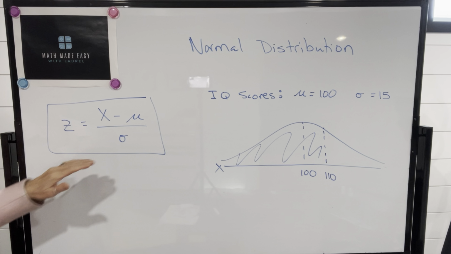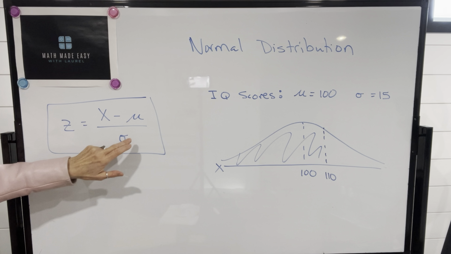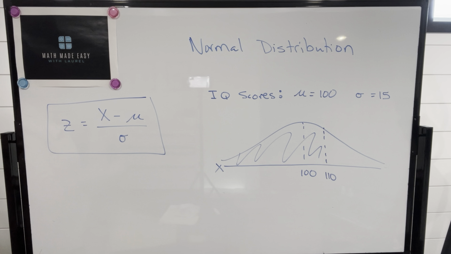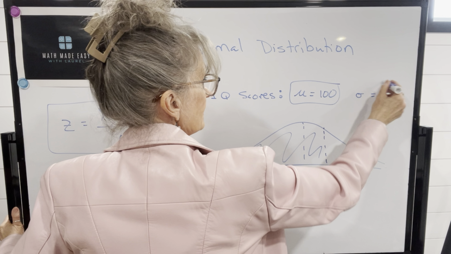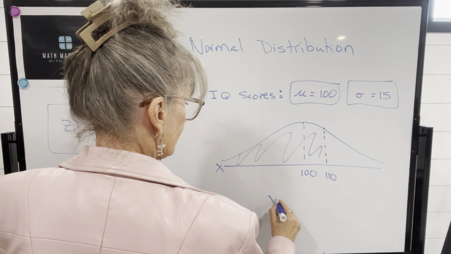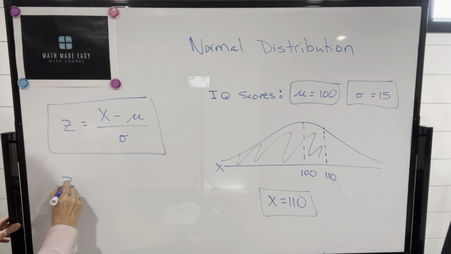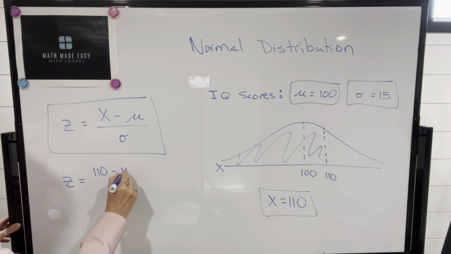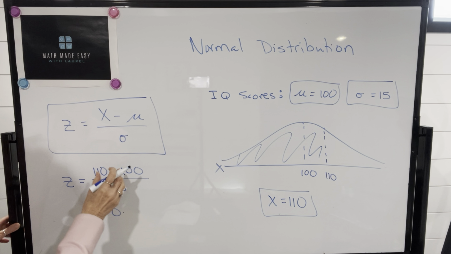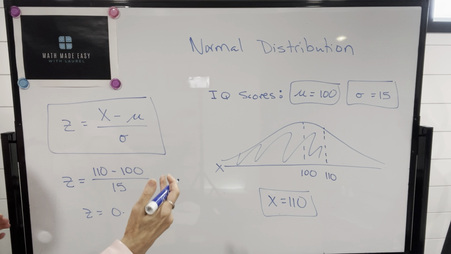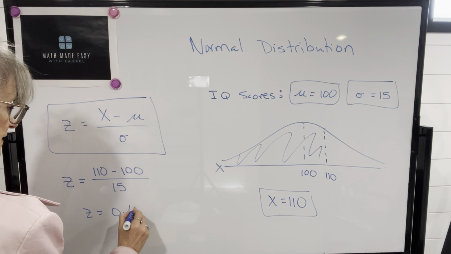Let's take a look. This is the formula that we're going to use. The Z score will equal X minus the mean divided by the standard deviation for that particular probability distribution. So in this example here, mean is 100, standard deviation is 15, and my X value is 110. So let's plug those values in to find our Z score. When I do the calculation, I'm going to get 0.666 repeating. My tables only go to 2 decimal places, so I will round it off to 0.67.